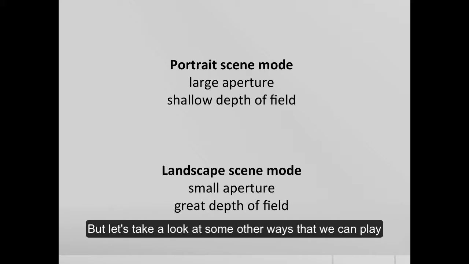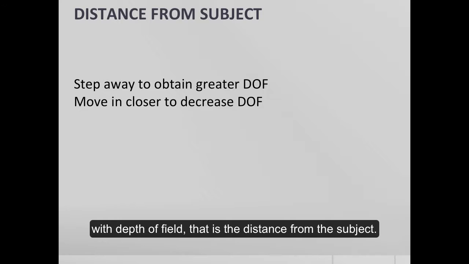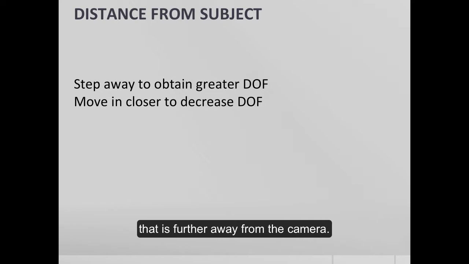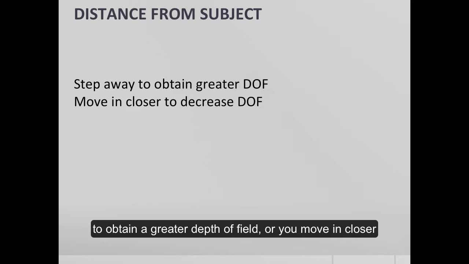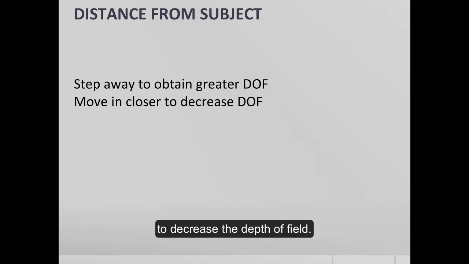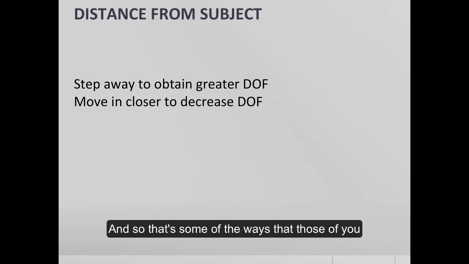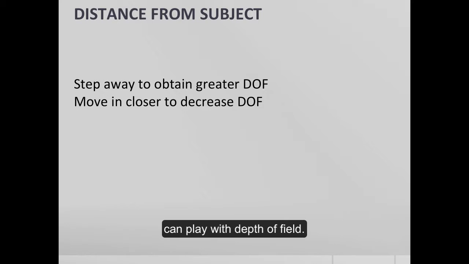But let's take a look at some other ways that we can play with depth of field. That is the distance from the subject. So when you focus on a subject that's close to the camera, the depth of field is less than when you focus on a subject that's further away from the camera. And so you step away from your subject to obtain a greater depth of field, or you move in closer to decrease the depth of field. And so that's some of the ways that those of you without a lot of control of your aperture can play with depth of field.